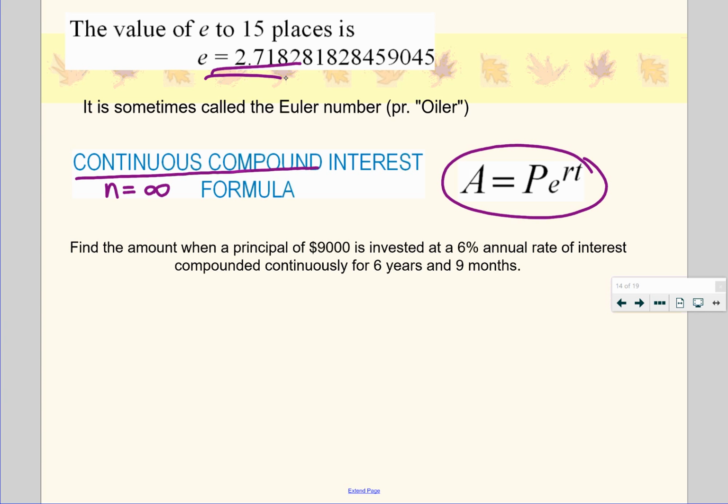So example at the bottom, it says, find the amount when a principal of $9,000 is invested at a 6% annual interest rate, compounded continuously. Those are the keywords we're looking for if it's going to be using the PERT formula, for 6 years and 9 months.